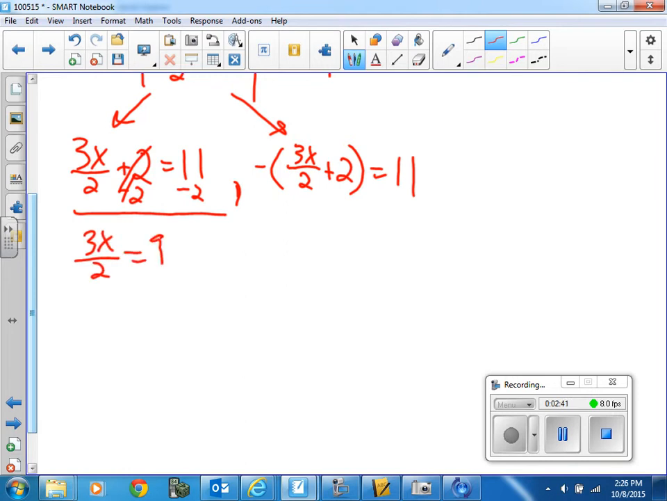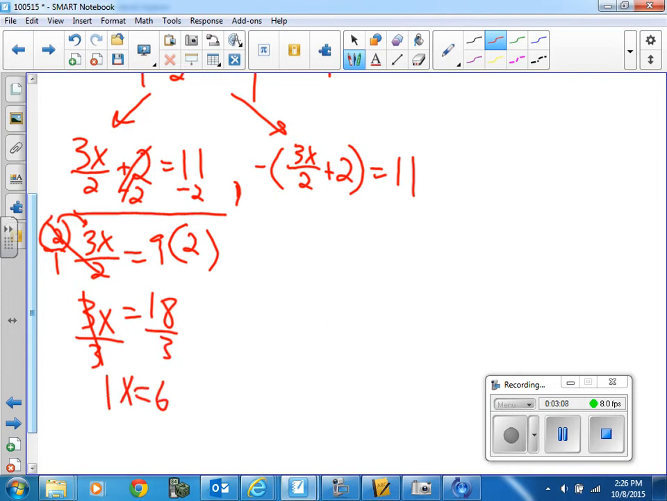Now in this case, the 3x is being divided by 2, so the opposite of that, one way we can do it is just to multiply by 2 on both sides. When we multiply, this is just going to cancel out, that 2 and that 2, so you'd have 3x. If you did not cancel it out, you'd get 6x divided by 2, which would still reduce to 3x. So 3x equals 18, divided by 3, and we have x equals 6. Remember, we're going to want to check this, but right now we think 6 is the solution.